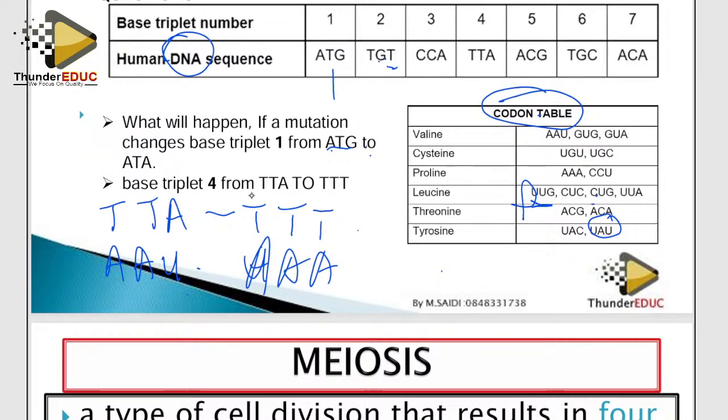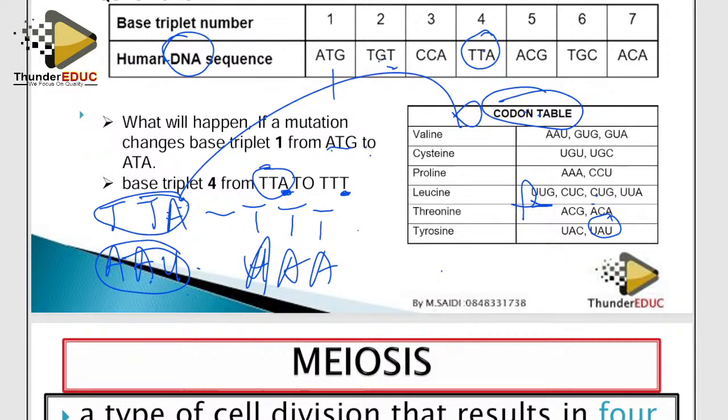So now, base triplet number 4 changed, meaning that this A was replaced by T. When I change this, why do I need to convert it? Because I can't read this directly here. This is the codon, so I have to change this DNA into the codon. So now AAU is valine, isn't it? And then TTT, when I convert it into messenger, is going to be AAA, which is proline. You see that a different amino acid is formed.